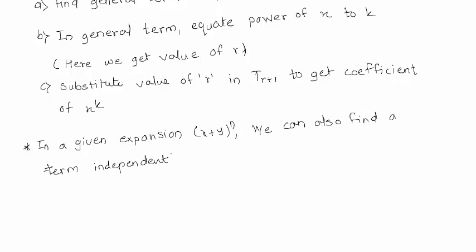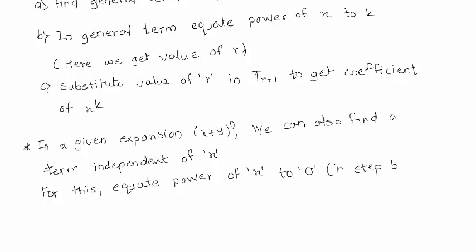So when a term is independent of x, students, let us see how to find it. In a given expansion (x + y) raised to n, we can also find a term independent of x. For this purpose, equate the power of x to 0. That is in step B above. So to find the independent term, we follow the above 3 steps only, but in the middle step, step B, we equate the power of x to 0.